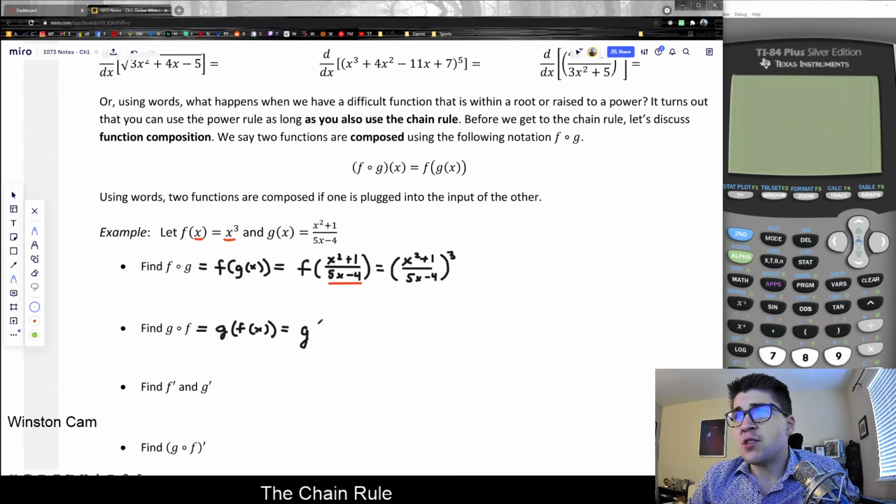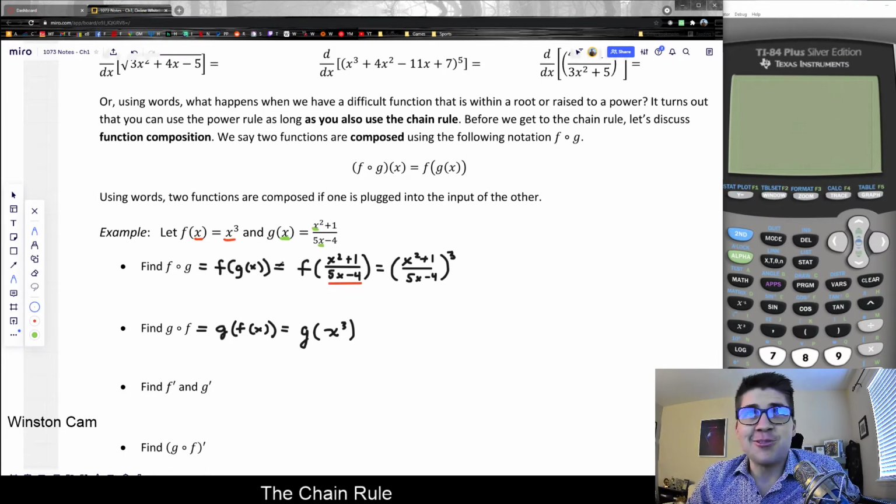So if we were to do g of f of x, well, f of x is just x cubed. It's not so bad. And the difference here would be instead of plugging g into f, I'm plugging f into g. So what I'm imagining is, well, f of x is x cubed. X cubed is just going to be placed into g of x. So let me go ahead and underline g of x. G of x means, well, I'd take this number and replace it here and here.